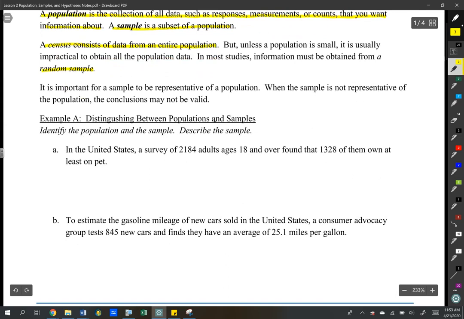So we have some examples here. We're looking to identify the population and then identifying the sample. In the United States, a survey of 2,184 adults ages 18 and over found that 1,328 of them own at least one pet. That should say one. All right, so what is the population? In this case, the population is all adults ages 18 and over.